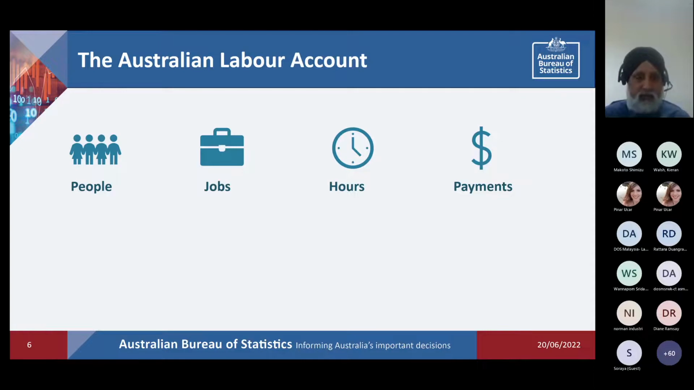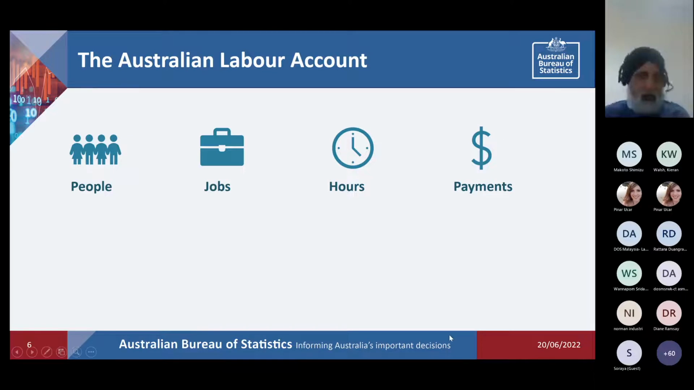I should emphasize, which was highlighted by Kieran already, the framework for a labour account will depend on the country's available data sources and the policy needs. The Australian labour account consists of 4 distinct focus areas, and they include people, jobs, hours, and payments. These 4 focus areas describe a cross-sectional labour account involving the confrontation and reconciliation of key labour market measures, which I'll talk about later in my presentation.